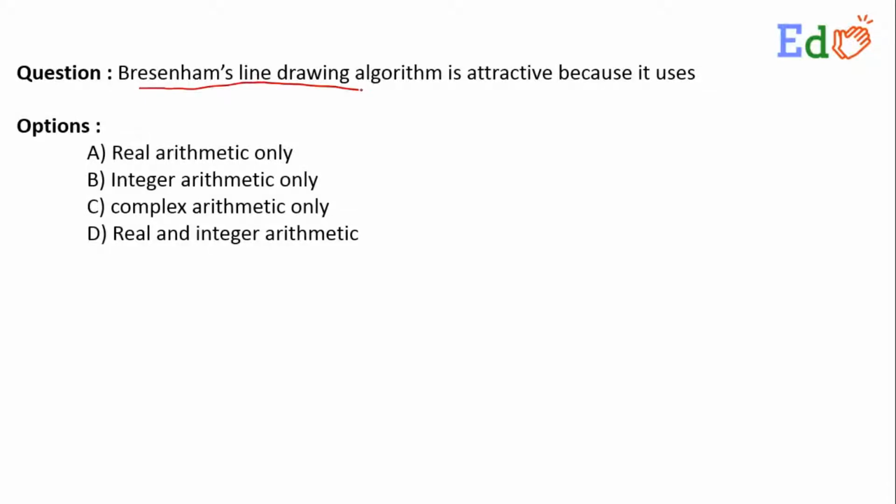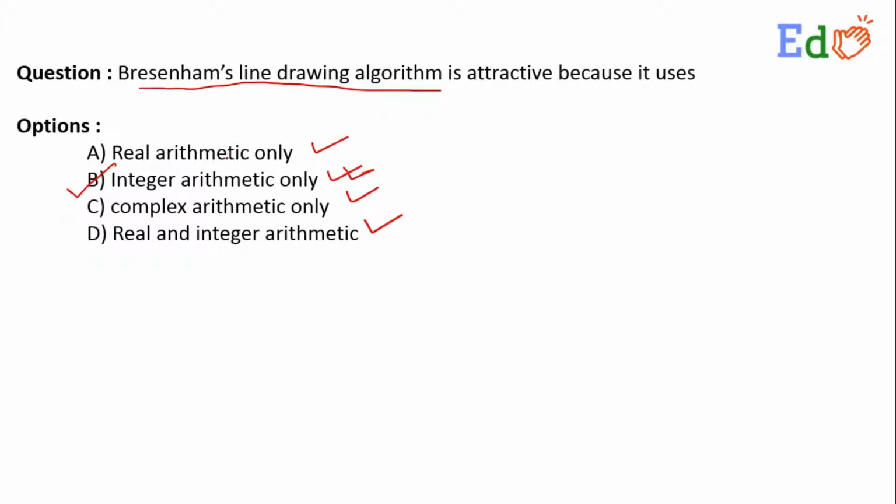Bresenham's line drawing algorithm is attractive because it uses real arithmetic only, integer arithmetic only, complex arithmetic only, or real and integer arithmetic. So actually, if you consider Bresenham's line drawing algorithm, it deals with only integer arithmetic. So that's why we have more benefits working with this, and it is very much attractive for us.